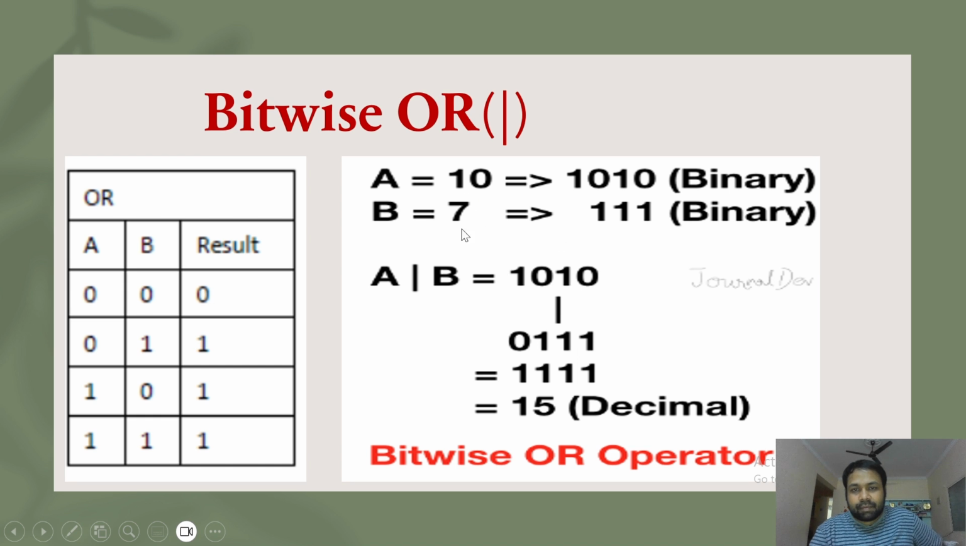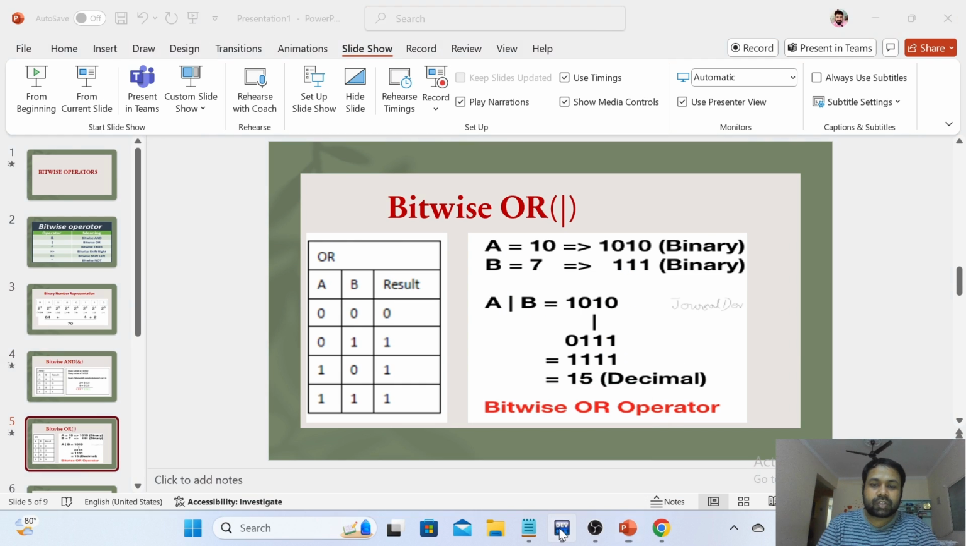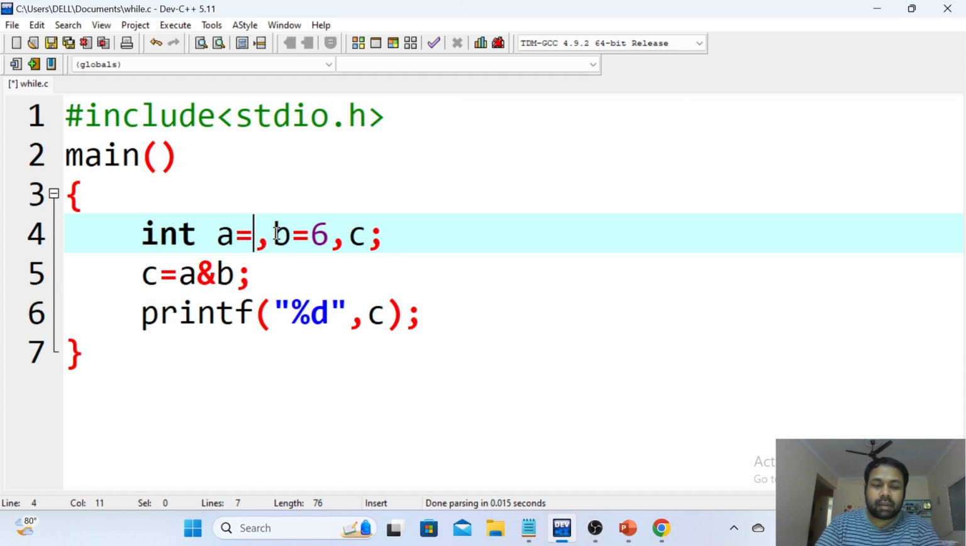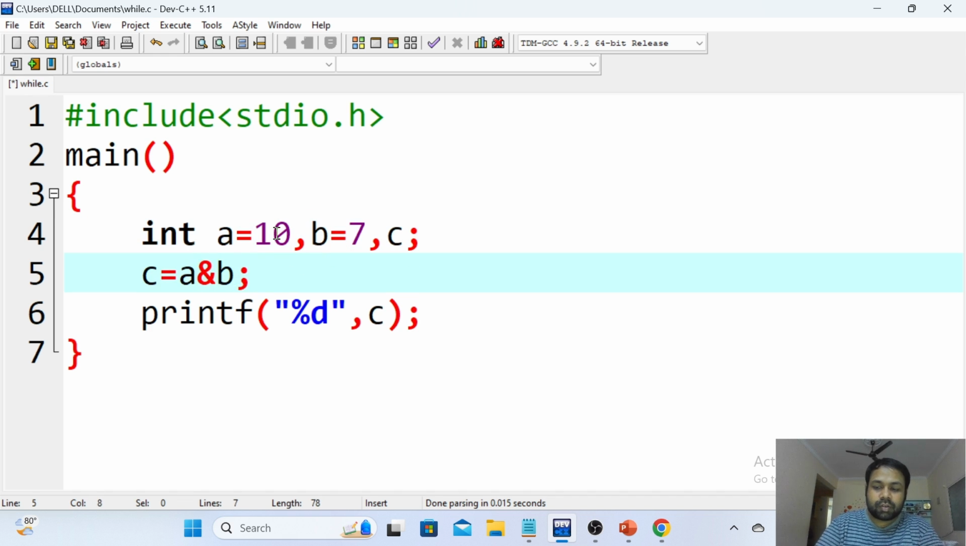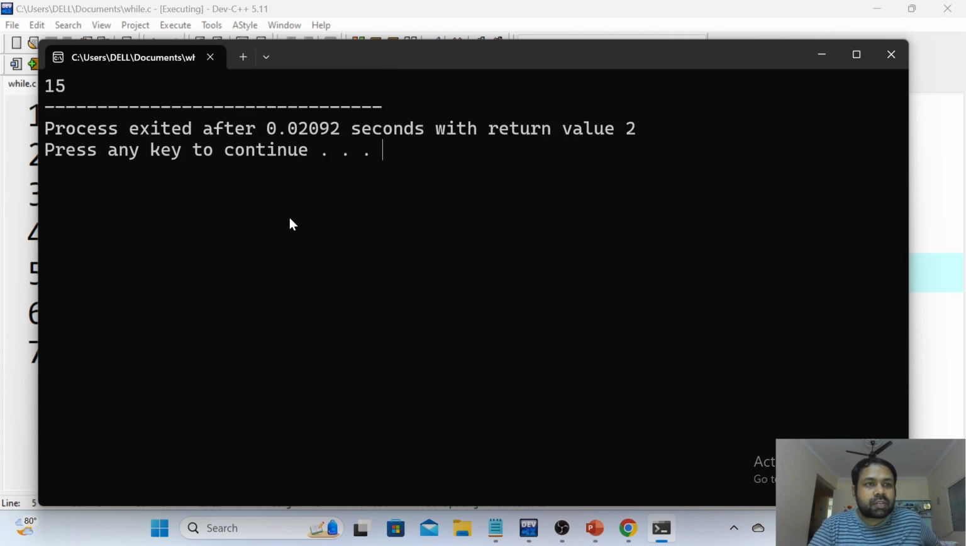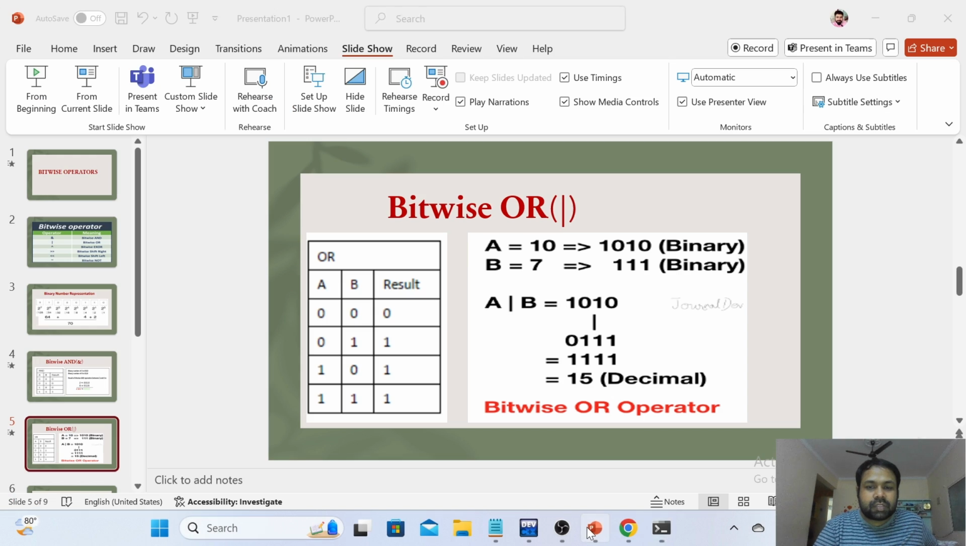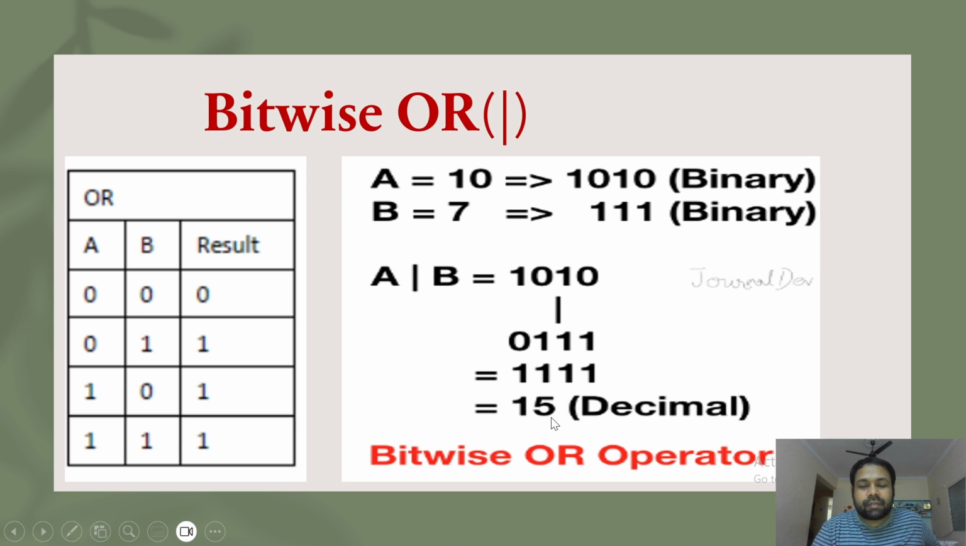And let us see the same example in the system also, what the system is giving. A value is 10, B value is 7. I am giving this to the system. And what is the operator used? Not AND, it is OR. The bitwise OR operator is used. And what is the answer we are getting? 15. And you see in this slide, the answer we are getting here is 15.